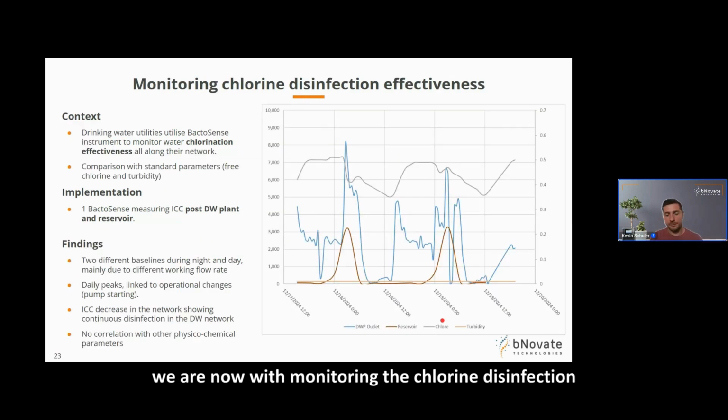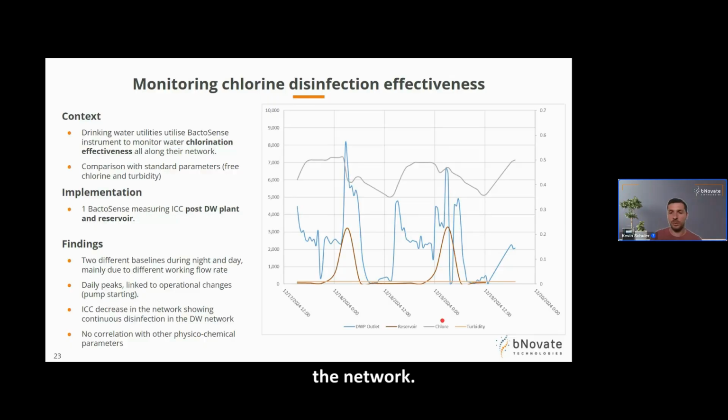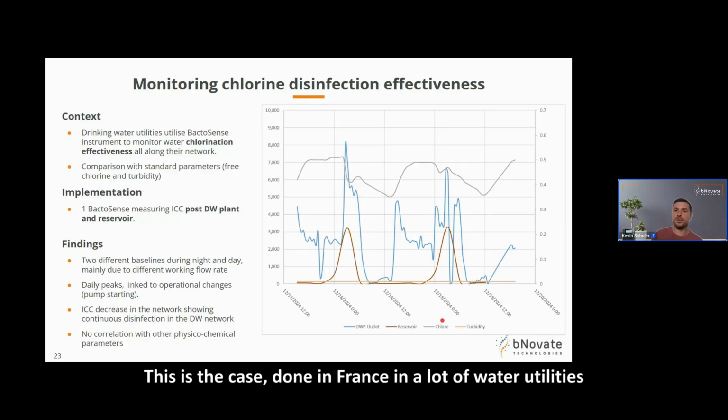Following up on that, we have now been monitoring the chlorine disinfection tank, but we are also moving to monitoring chlorine up until the network. This is a case done in France at another water utility that set up the BactoSense at the outlet of their drinking water plant, but also in a reservoir 10 kilometers down the pipes. The idea was to monitor the effect of the chlorine disinfection all along the network, and see if there were some key insights we could get from this setup.